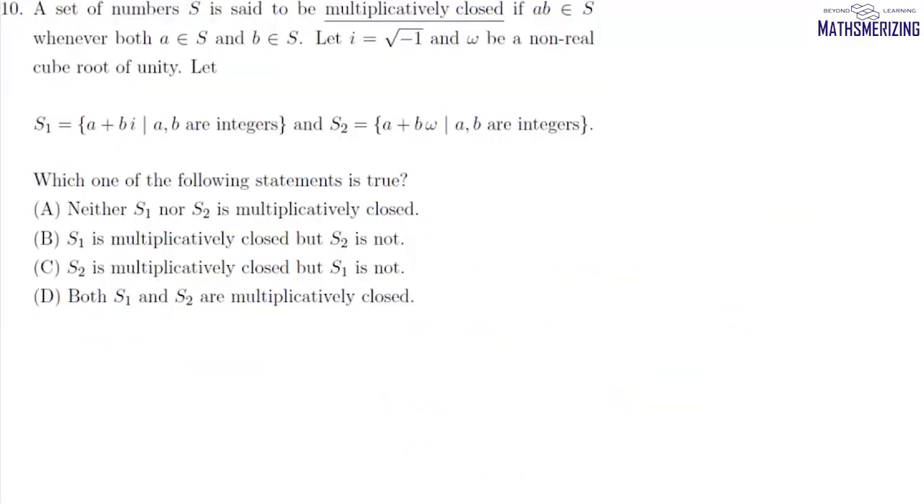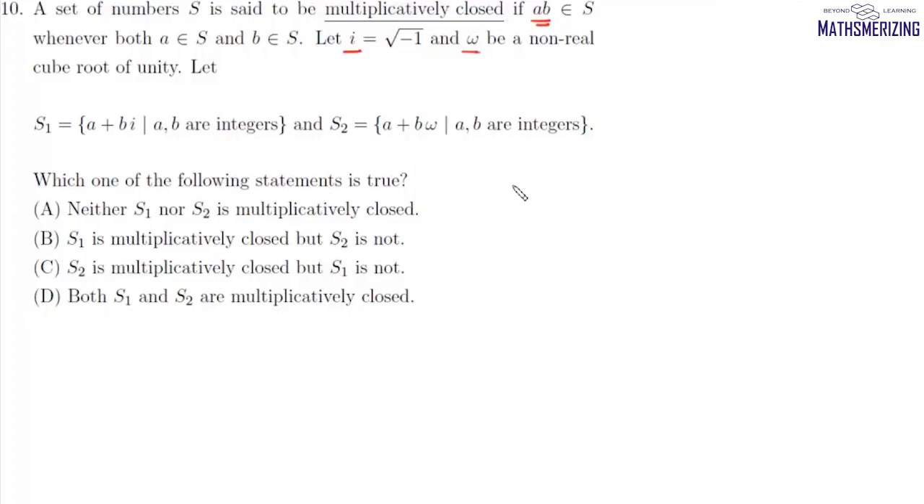Now question number 10 says, a set of numbers S is said to be multiplicatively closed if the product A into B belongs to S whenever A and B both belong to this set S. Now considering i as under root of minus 1 and omega as a non-real cube root of unity, we need to find whether S1 and S2 are multiplicatively closed or not.